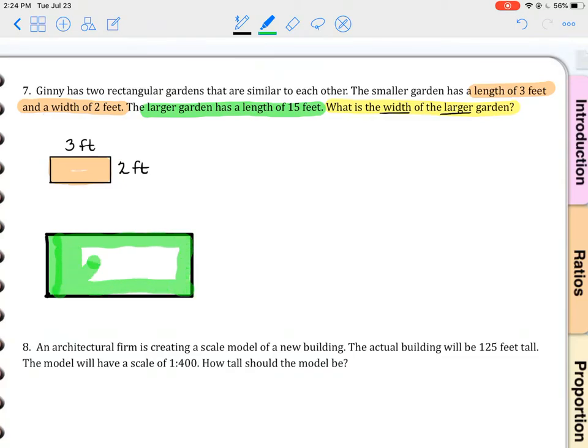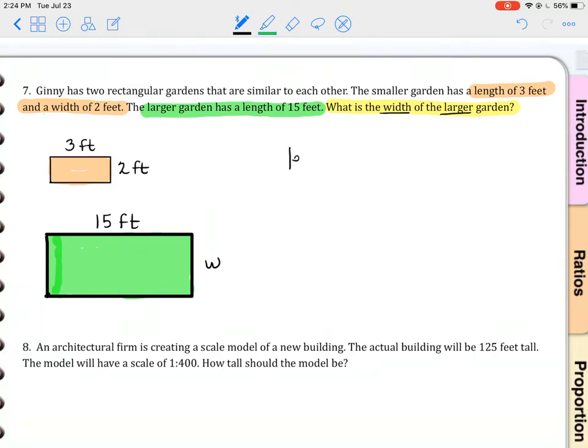Okay, here is the larger garden, the mama garden. And her length is 15 feet. And we need to know her width. So we have feet, feet, and feet. I like that. If I have feet, feet, and inches, I've got a problem. So we have to be very careful with reading these. But this one's good to go.